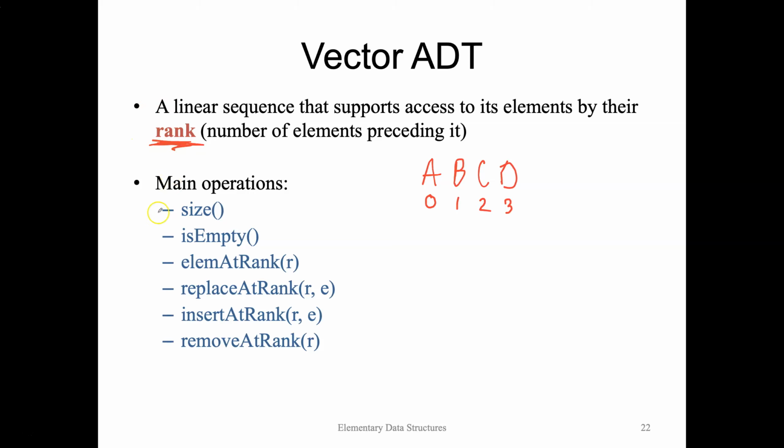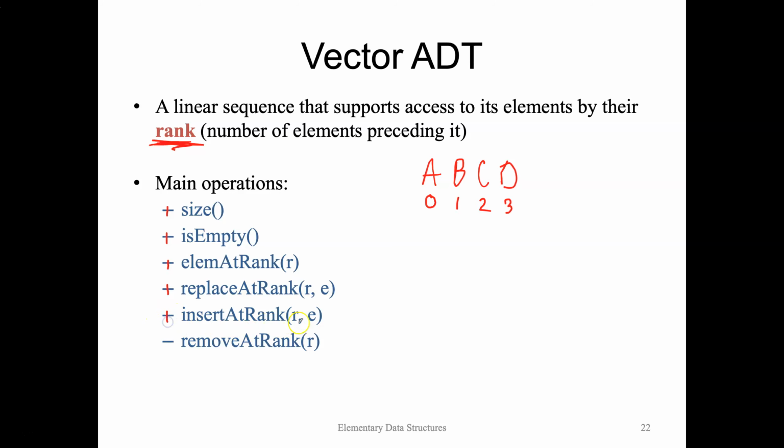So with a vector, we can find how many items are in this vector. Are there no items in this vector? Return a specific element which is at a set rank. Given a set rank and some element, replace whatever we had stored at this rank before with whatever this other element is.